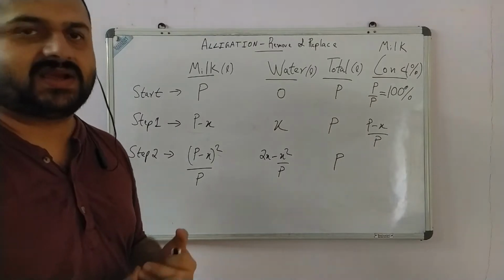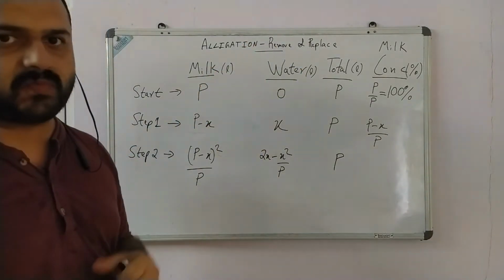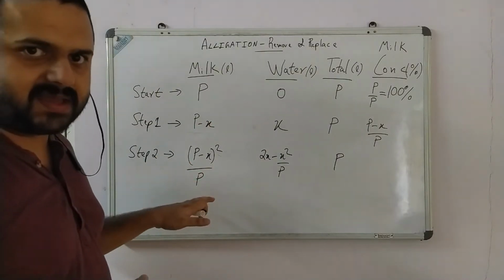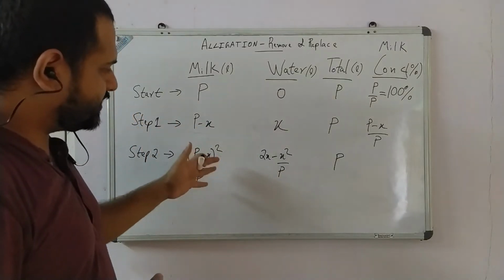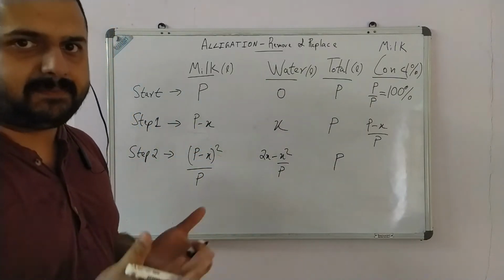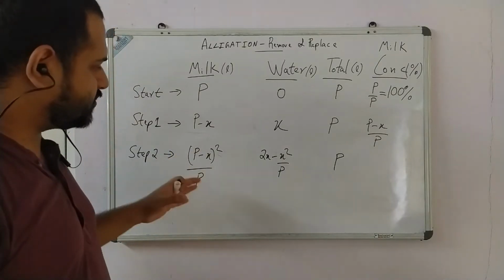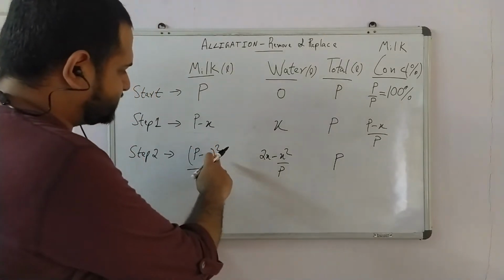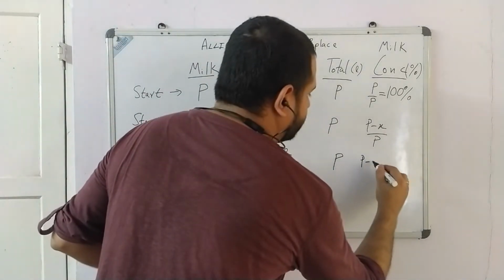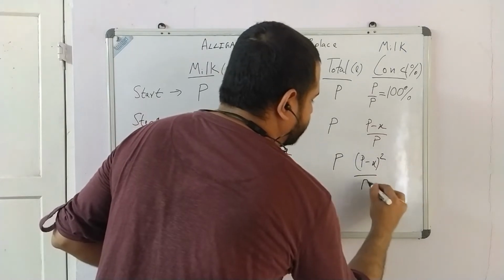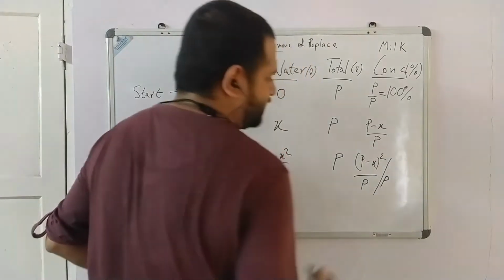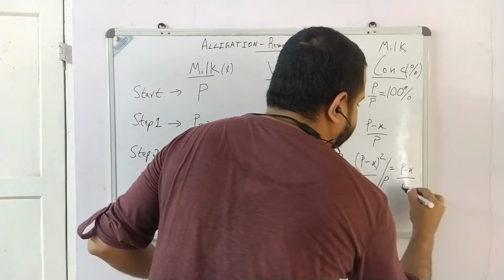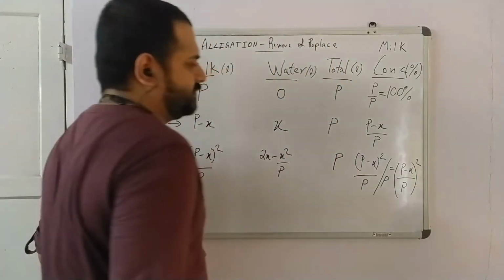The important question, right? What's the concentration of milk after step 2? So how much milk is remaining after step 2? P minus x the whole square by p, correct? So this amount of milk is there in how much of the solution? P liters of the solution, right? So p minus x the whole square by p amount of milk in p liters of the solution. So what is the concentration? P minus x the whole square by p, divided by p, correct? What does that give me? P minus x by p the whole square, right?